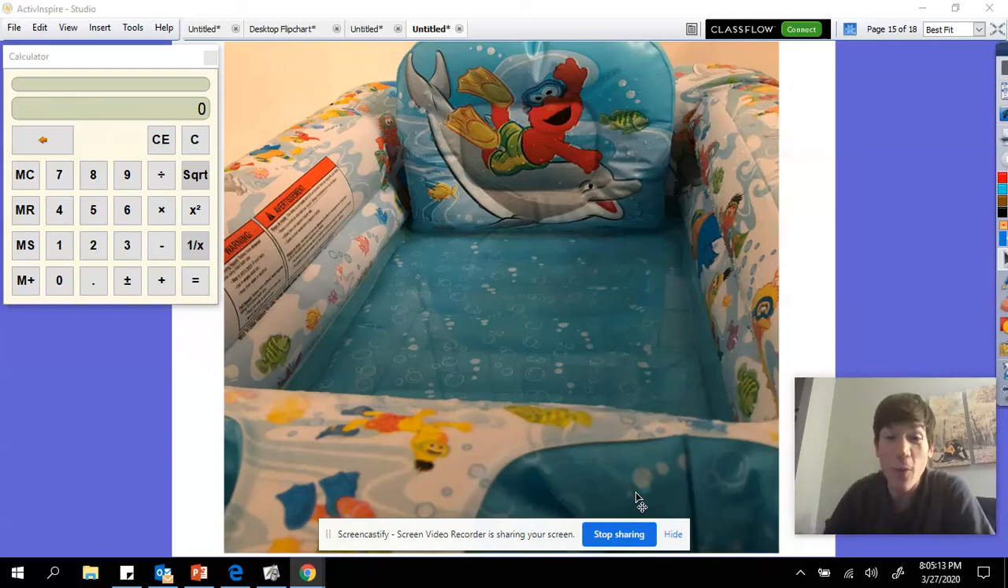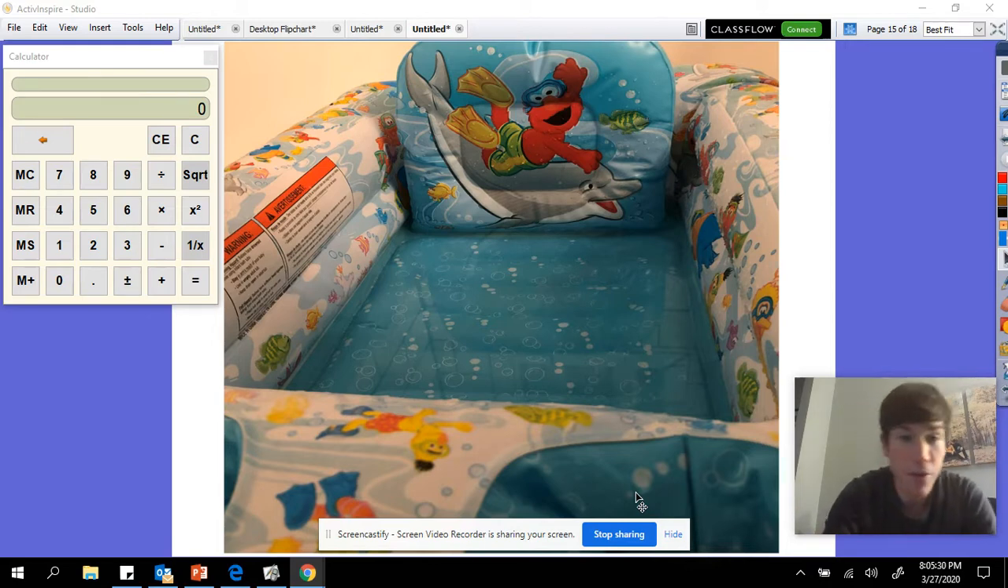Hey guys, so I want to talk a little bit more about this bathtub problem, and I want to show you two different ways in which I thought through it, and I want to see if you did something similar. The first way that I thought about it was I actually took the inside of this bathtub and I measured the length, the width, and the height.